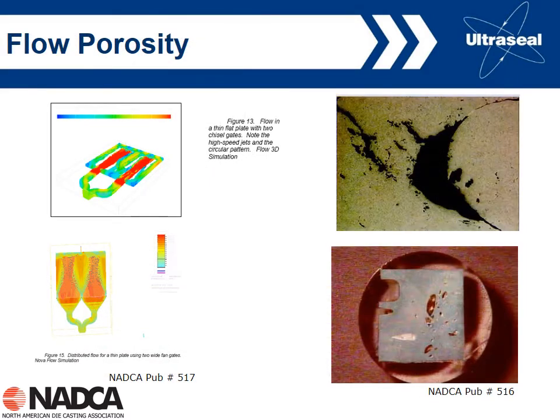So if we look at flow porosity, some shapes just don't fill very well. For example, the square plates we're looking at here in the top left tend not to fill very well, and so we tend to get lots of gas entrapment. So we want to make sure that we create geometries that we can easily fill, and certainly there's lots of data in the NADCA publications on how to fill various shapes.